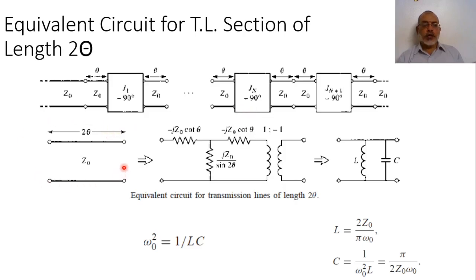For the case of the transmission line of electrical length 2 theta, its equivalent circuit can be represented as a T circuit with impedances minus J Z naught cotan theta and minus J Z naught cotan theta, and shunt admittance J Z naught over sine 2 theta, connected to a transformer from 1 to minus 1.